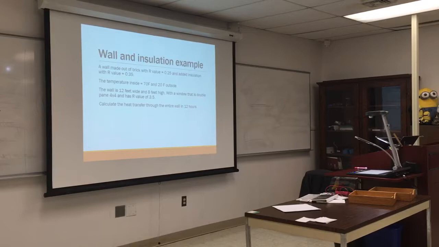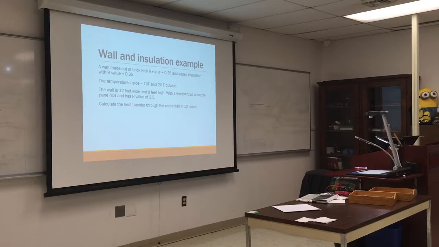Anybody find this confusing? We added the resistance of the wall plus the insulation. If there is no insulation, we'll take out our insulation. So that will be 1 over 0.55, which equals 1.35. And that is my U.